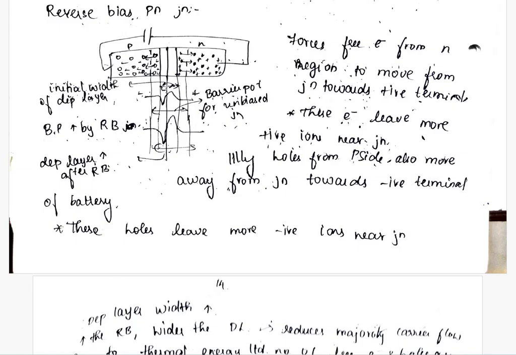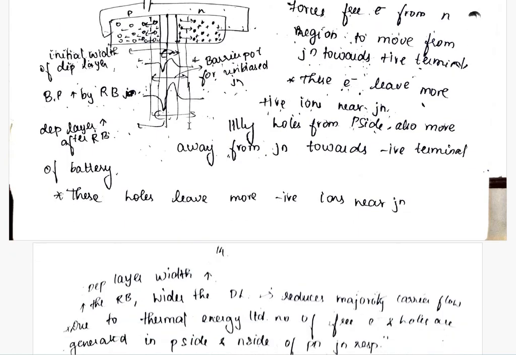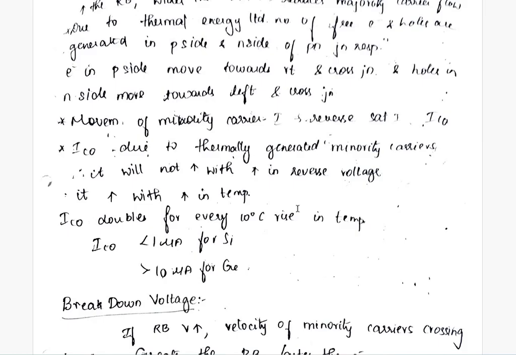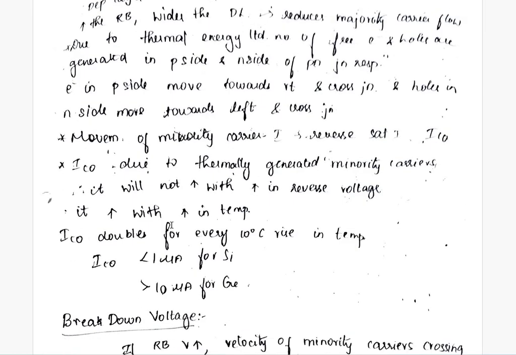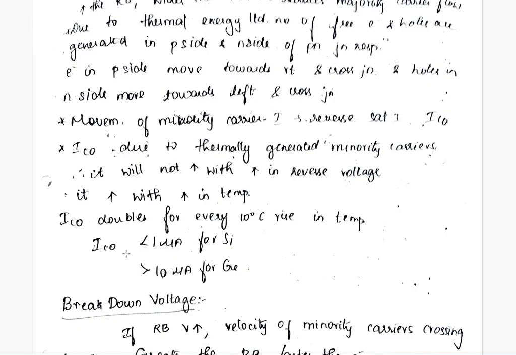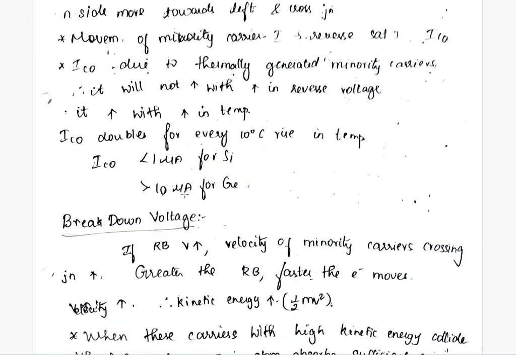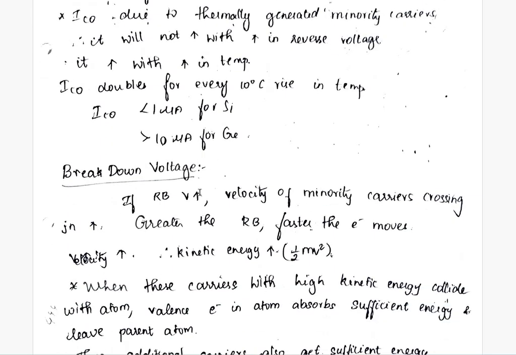Majority carriers get attracted. Because of this, the depletion width in reverse bias increases, since there are fewer charge carriers here. In reverse bias, the current conduction is only by minority carriers, so it is a very small current in the range of microamps. We have I C naught, the reverse saturation current. It is highly temperature dependent, and for every 10 degrees Celsius rise in temperature, I C naught doubles. The reverse saturation current is a small leakage current which happens in reverse bias. It is less than 1 microamp for silicon and greater than 10 microamps for germanium.